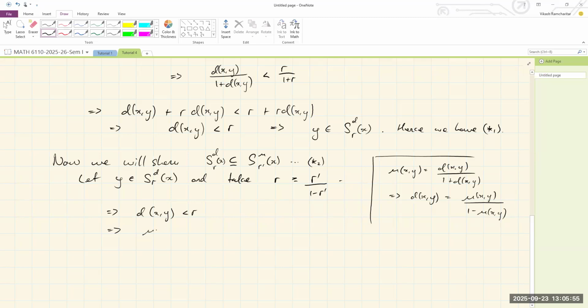So d of x comma y is mu over 1 minus mu. Okay, and I'm taking r to be r prime over 1 minus r prime. Right, so again, simplify this. So I get mu x y minus r prime mu x y less than r prime minus r prime mu of x y.